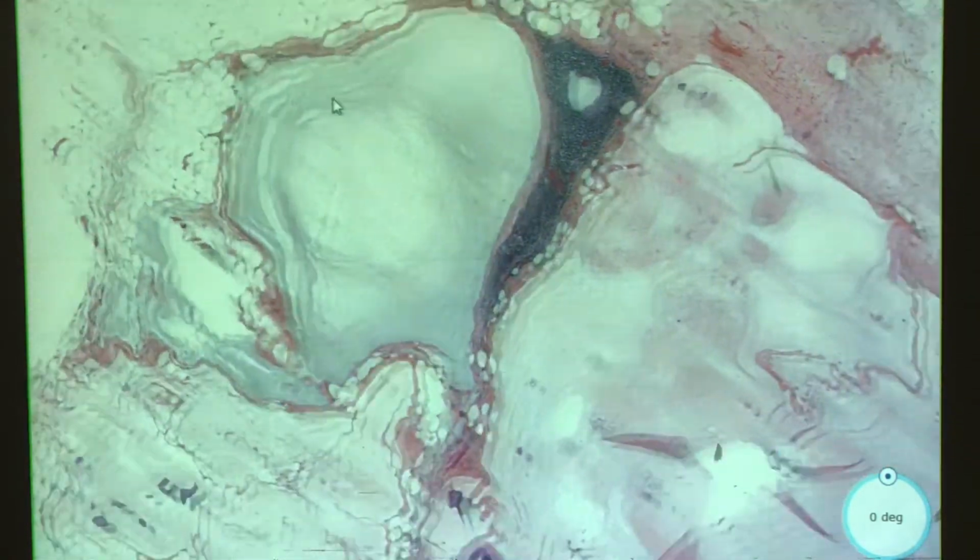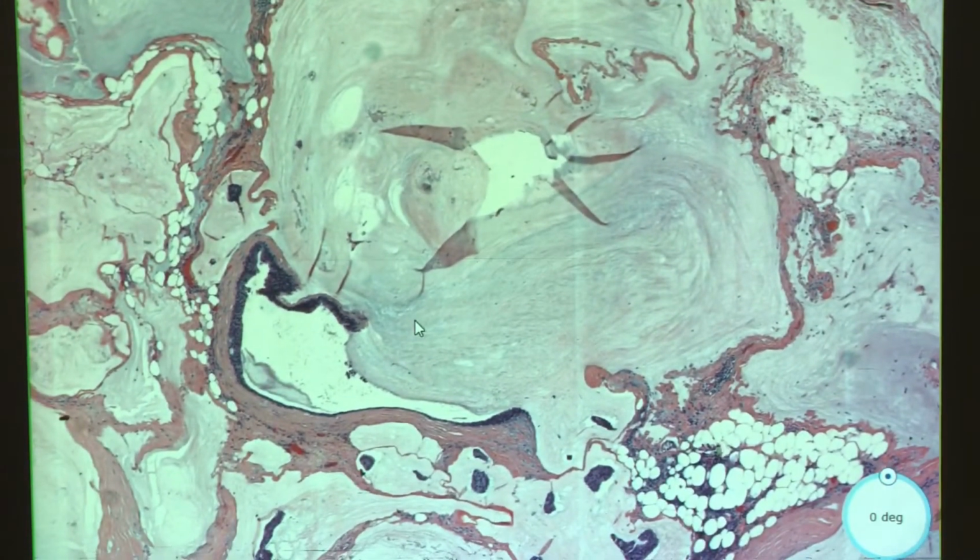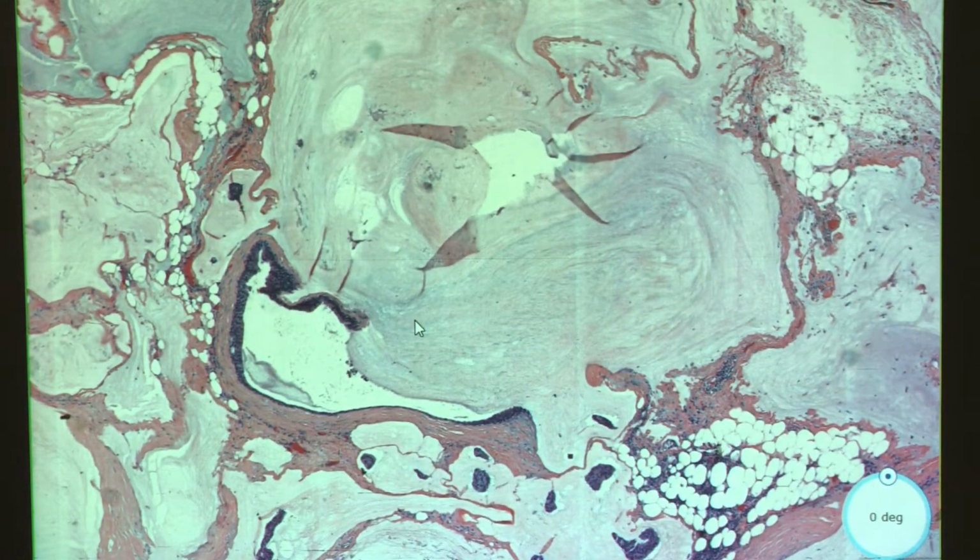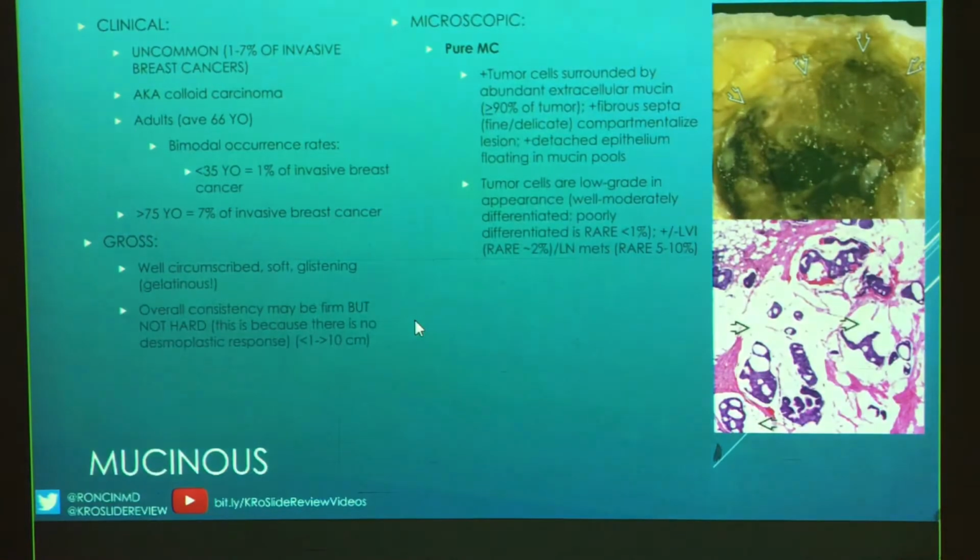Is that it? Are we done? Can we go home? Well, maybe we should learn a little more about mucinous carcinoma first, right? So we don't see these all that often. 1 to 7% of invasive breast carcinoma. Some people will call this colloid carcinoma. That's perfectly acceptable too, so don't be confused if someone says, oh, it's colloid carcinoma, and you're like, no, it's mucinous. They mean the same thing.